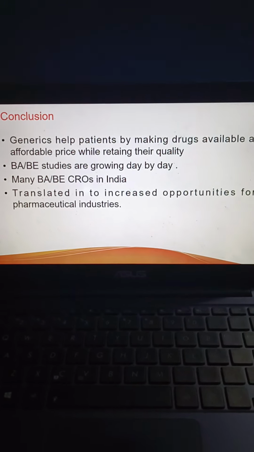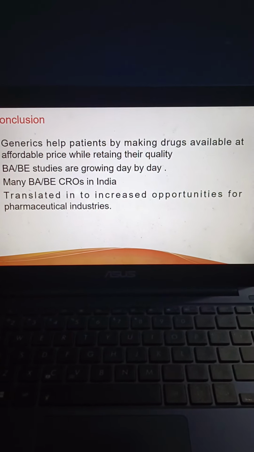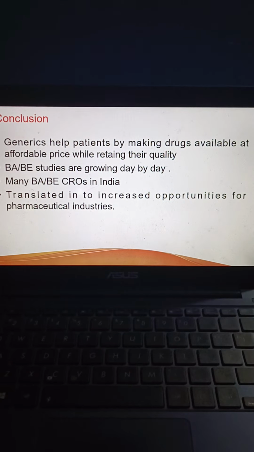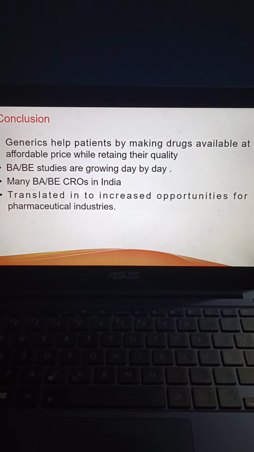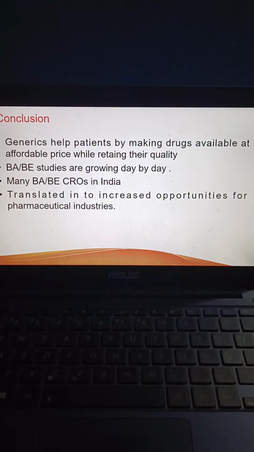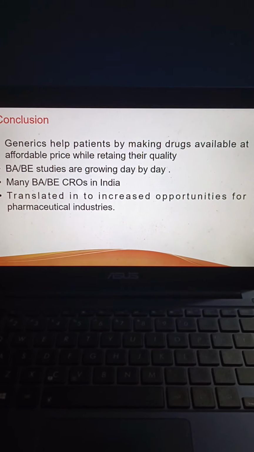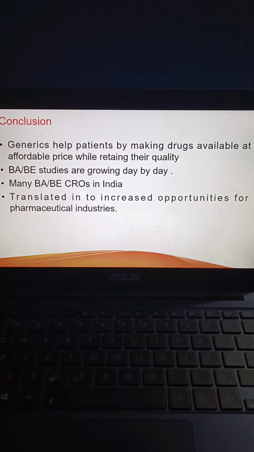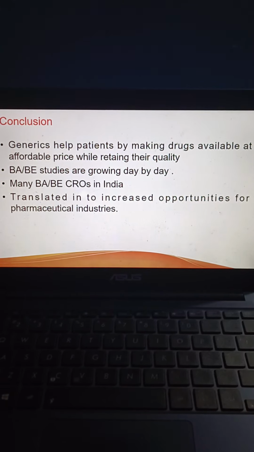Coming to conclusion, generics help patients by making drugs available at affordable price while retaining their quality. BA/BE, bioavailability and bioequivalence studies, are growing day by day. Many BA/BE CROs, contract research organizations, in India translate into increased opportunities for pharmaceutical industries.